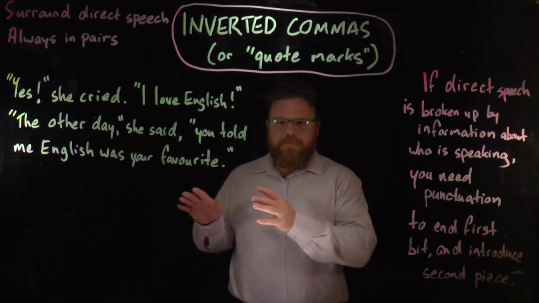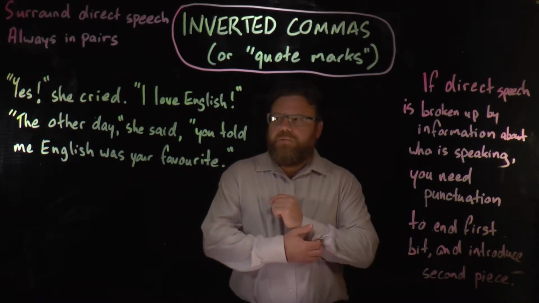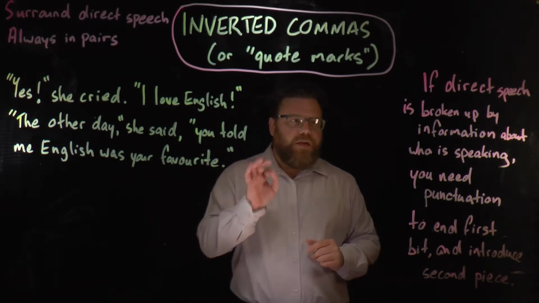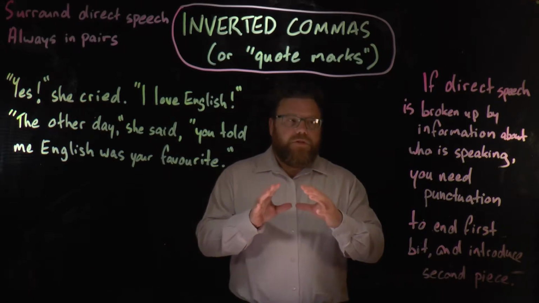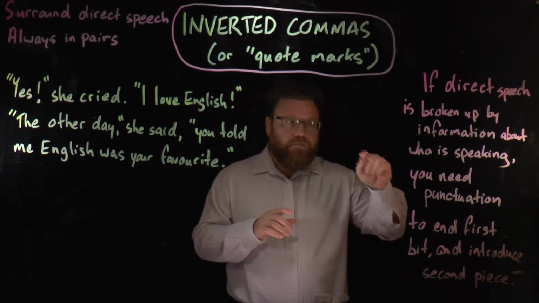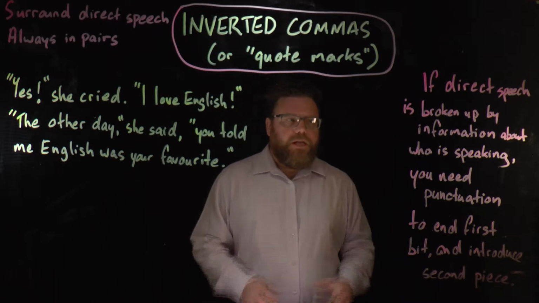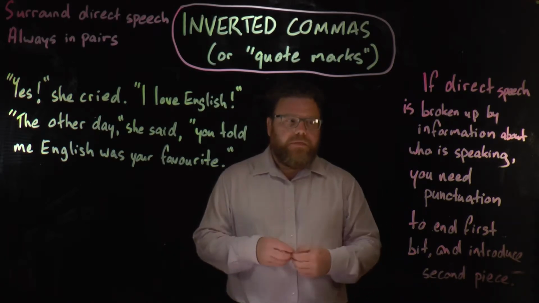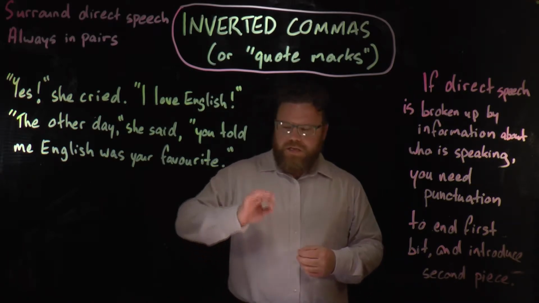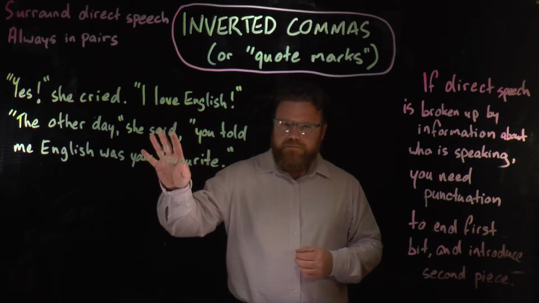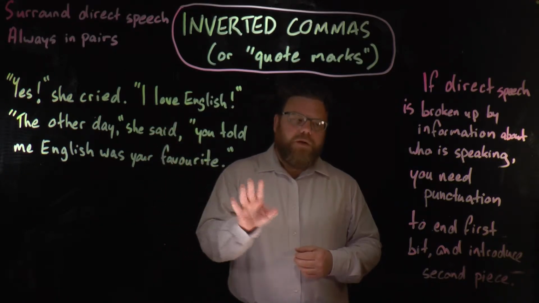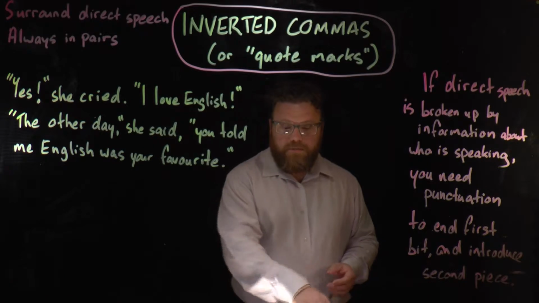So that's what happens at the beginning and at the end of sentences. But what if there is some information that breaks up the direct speech? Well, here's the rule. If direct speech is broken up by information about who is speaking, then you need punctuation to end the first bit of direct speech, and also punctuation to introduce the second piece of direct speech.